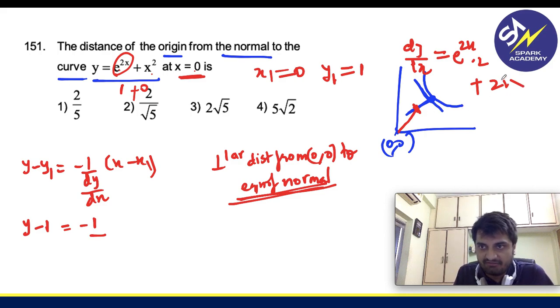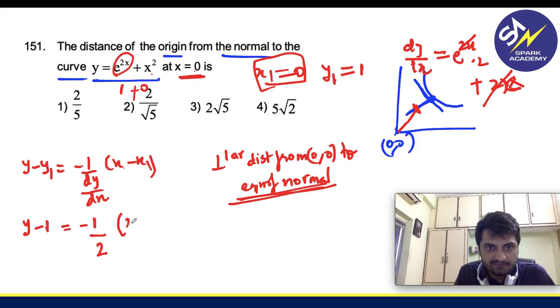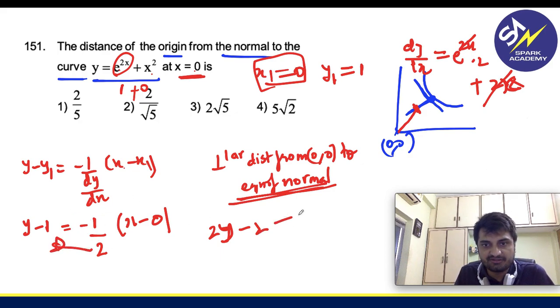So basically what are we doing? We know x value is 0, right? x1 is 0. So this part is gone. e power 0 is 1. So dy by dx is nothing but 2, into x minus x1, which is nothing but 0. So 2y minus 2, this I am sending to the other side. Minus x also goes to the other side. Plus x equal to 0.